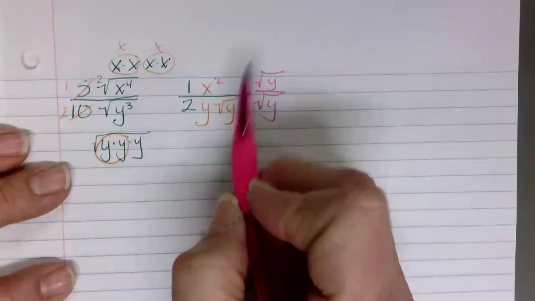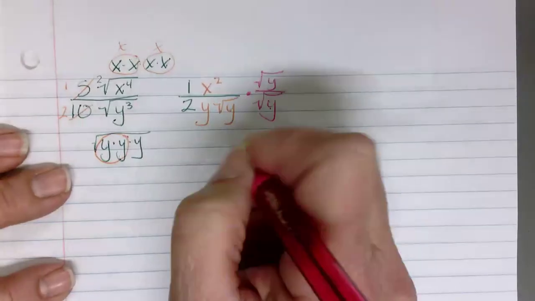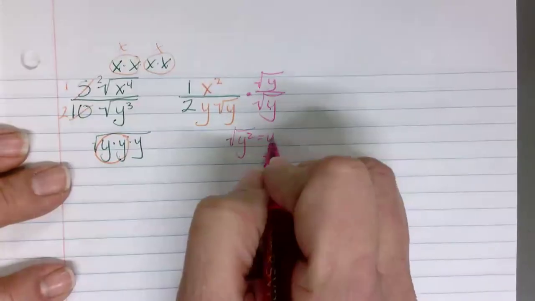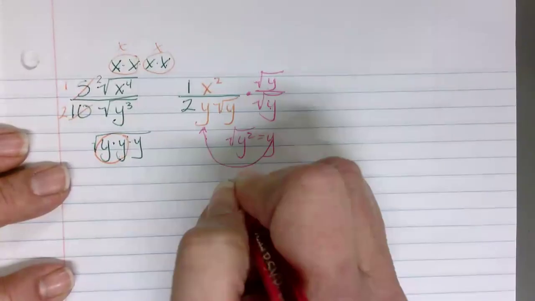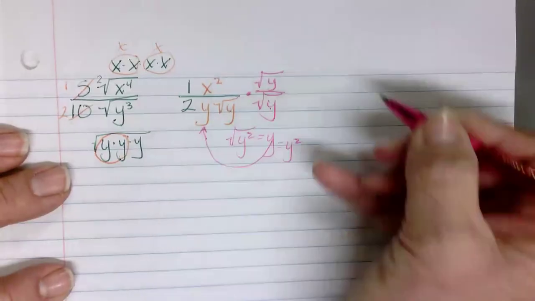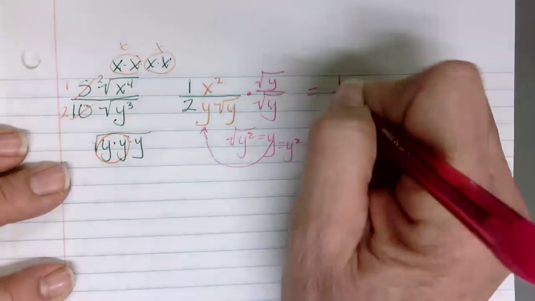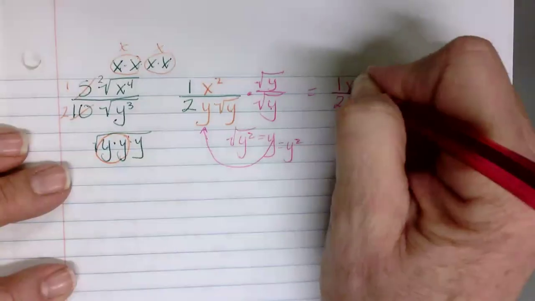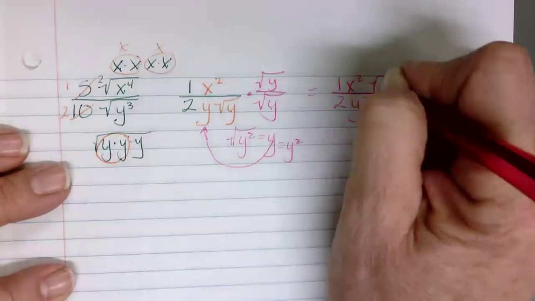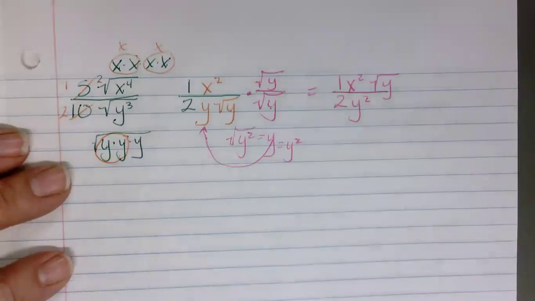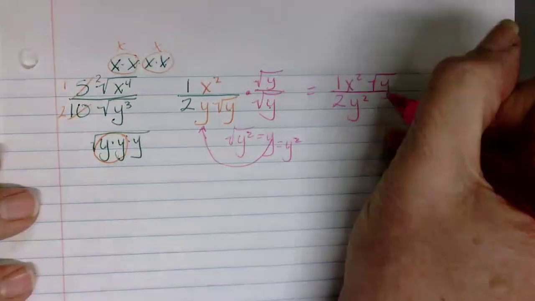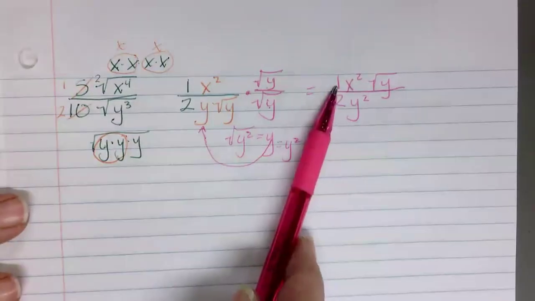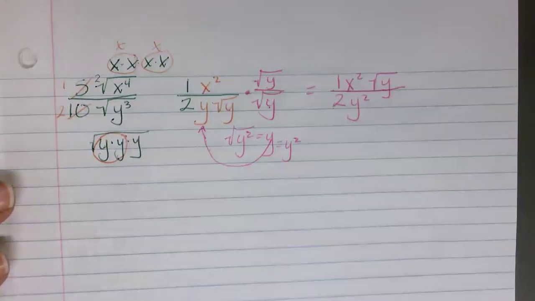We do that because now I have y times y. I have the square root of y squared, which equals y. This y multiplies times that y, and that would equal y squared. So I end up with 1 over 2 y squared. And on the top, I still have my x squared. And now I have a square root of y up there. And that's how it stays. And I actually don't need to write this one. Math people would probably prefer that I didn't, but there it is. Okay.